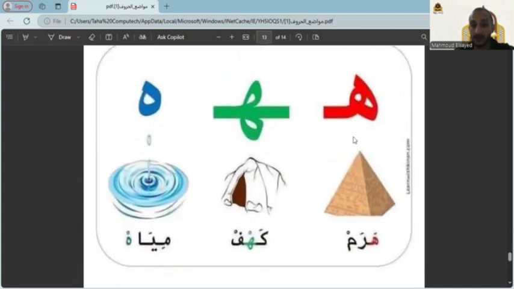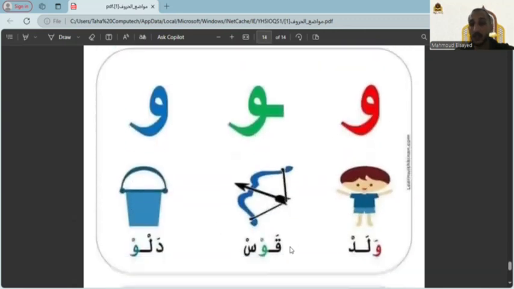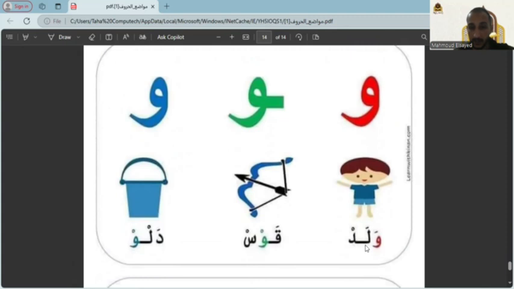And then we have the ha. This is going to be the shape of the ha. If the ha is at the beginning of the word, it's going to be written that way, or if it is in the middle, it's going to be written that way, like here, kaf, a cave. And the shape of the ha is going to be that way if it is at the end of the word. So haram, this is a beginning position, kaf, middle position, miyah, this is a final position or ending position.